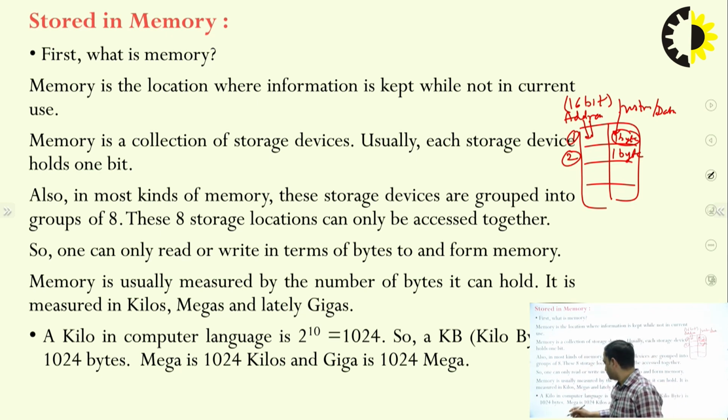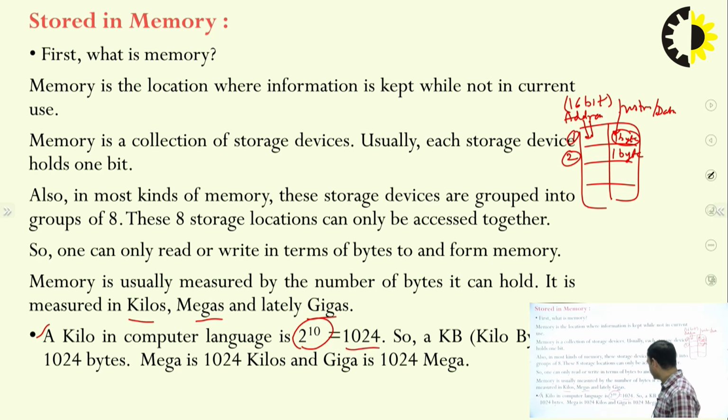So here, the next point mentioned is that memory is defined in terms of kilos, megas and gigas, which we use nowadays. Kilo in computer language is 2 to the power 10, so this number is 1024. So 1 kilobyte is equal to 1024 bytes, and mega is 10 to the power 6, and giga 10 to the power 9. So these are multiples of 1000s, right.